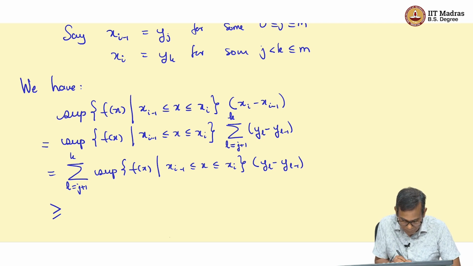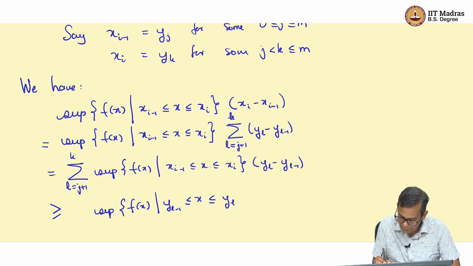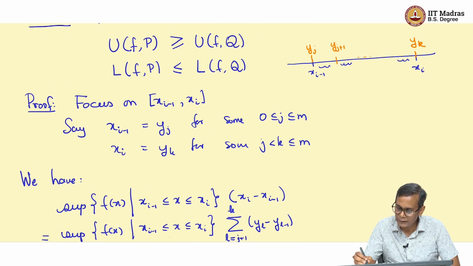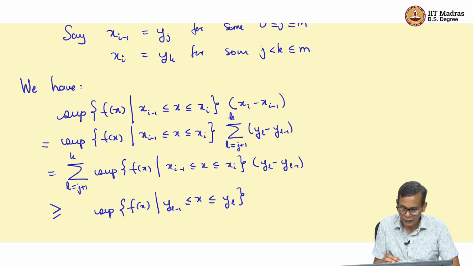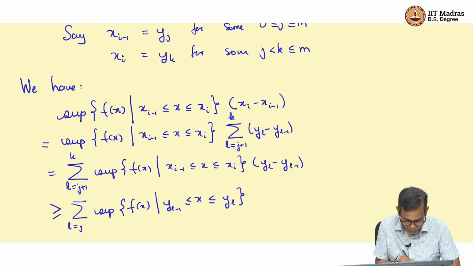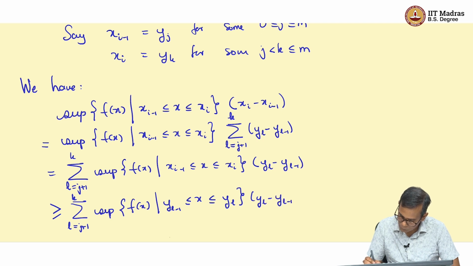So this supremum would certainly be less than or equal to the supremum of f of x, where x lies not between x_{i-1} and x_i, but rather y_{l-1} and y_l. See, this y_{l-1} to y_l interval is one of these smaller intervals over here. It's much smaller than the interval x_{i-1} to x_i. So this supremum had better be less than or equal to the supremum in the line above. And so this is the summation, l goes from j plus 1 to k, of the supremum times y_l minus y_{l-1}.